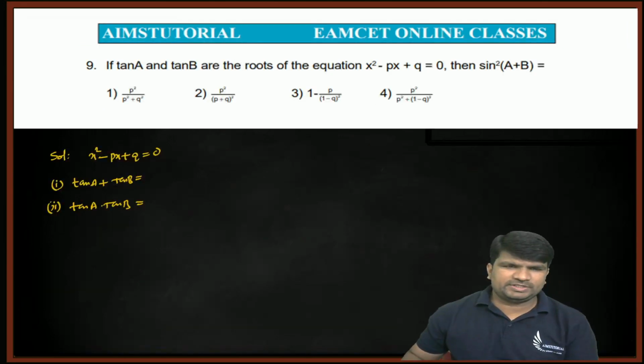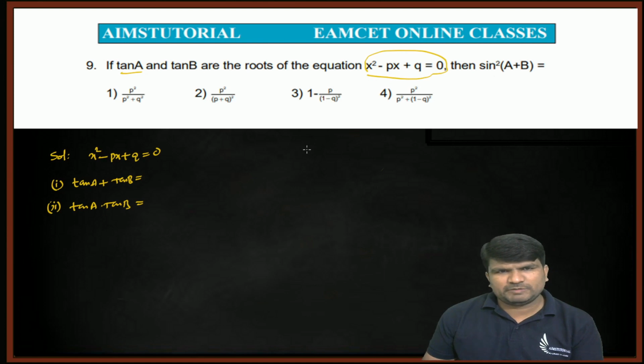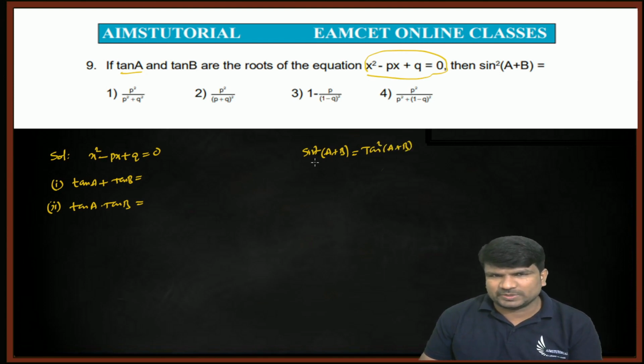Now next question is, if tan A and tan B are the roots of the equation x square minus px plus q equals 0, then find the value of sine square of a plus b. So what about the formula of sine square a plus b? We have to express sine square a plus b in terms of tan. So the formula of tan square, actually I am writing the formula of tan square. Formula of tan square is sine square by cos square.